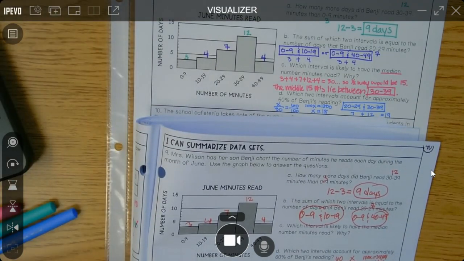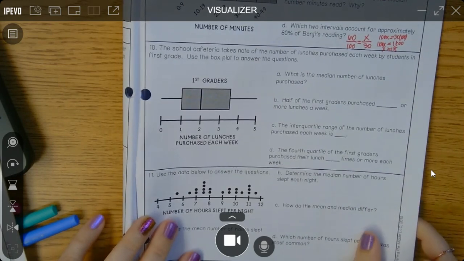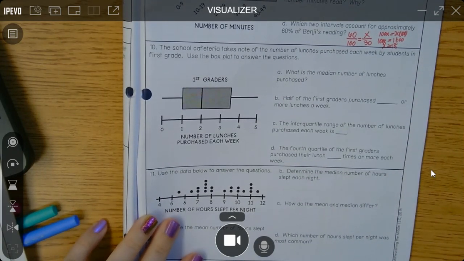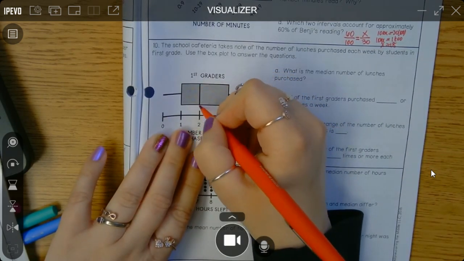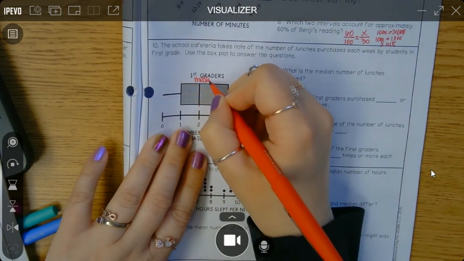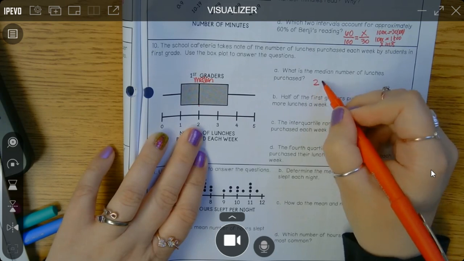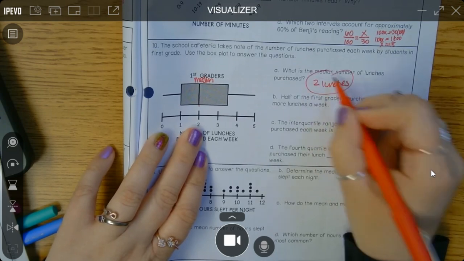Our next one is a box plot, and on this box plot, they're going to ask us some questions. The first one, really easy: what's the median? Your median is always this center line of your box plot. So here the median hits at 2 lunches.